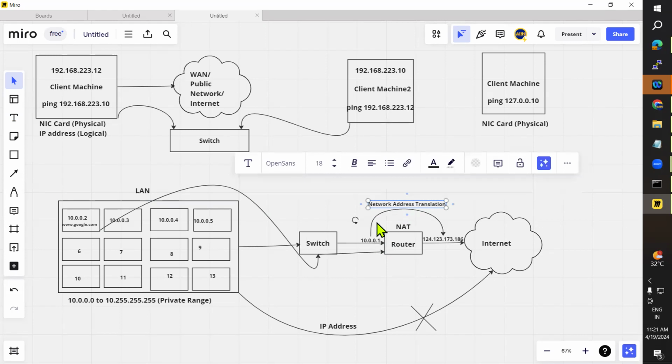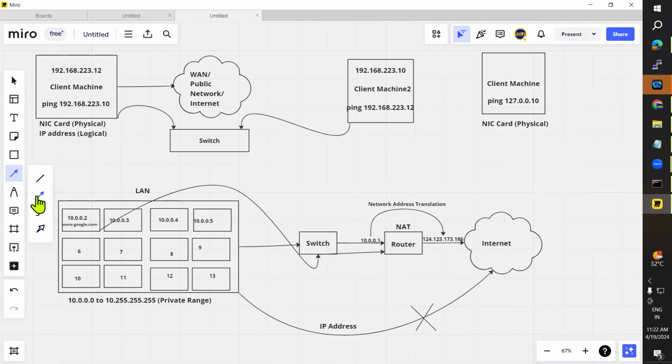So this request is translated from a private IP address to a public IP address, and the public IP address carries that request to the public network, reaches the Google server, gets the response from the Google server and hands it over to the private IP address. So this way NAT will work.